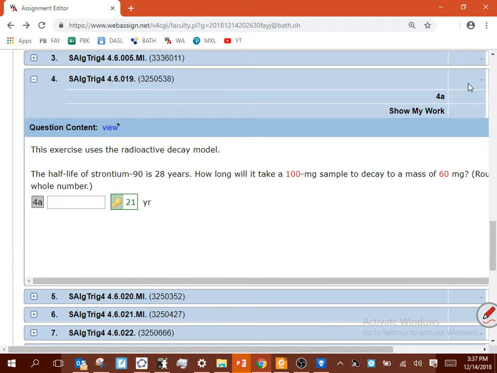It says the half-life of strontium-90 is 28 years. So half-life, 28 years, meaning I should be able to use that information to decide how long it's going to take to decay down to 60 milligrams. The question is, I've got 60 milligrams that I want to get to if I start with 100. So 100 is my initial, I want to get to 60. We have E to the R times T. Now the question is, how long will it take? So I'm looking for that T.